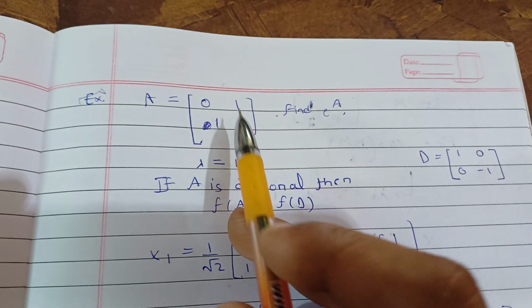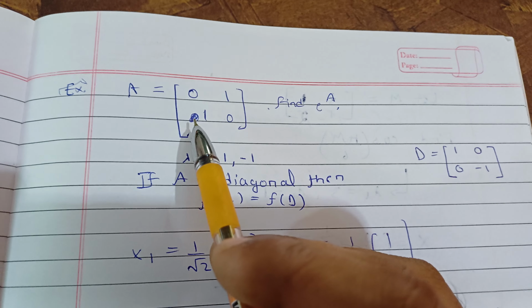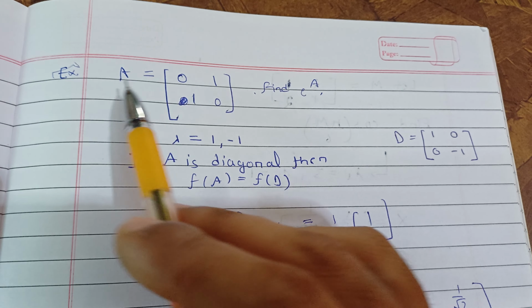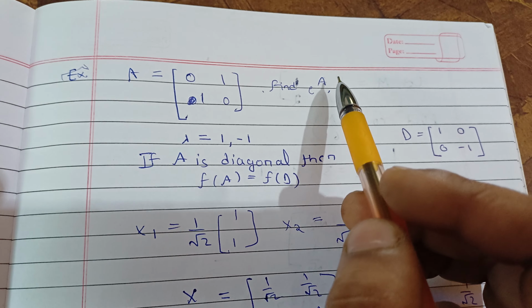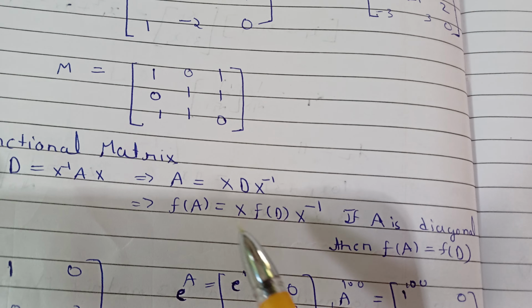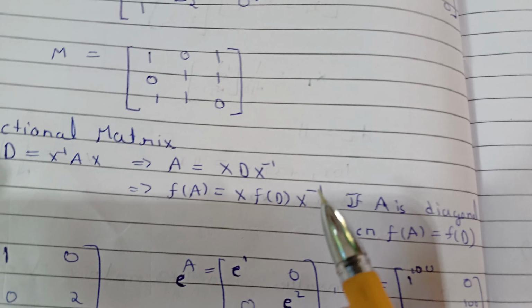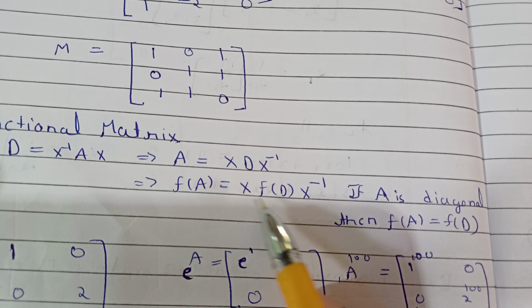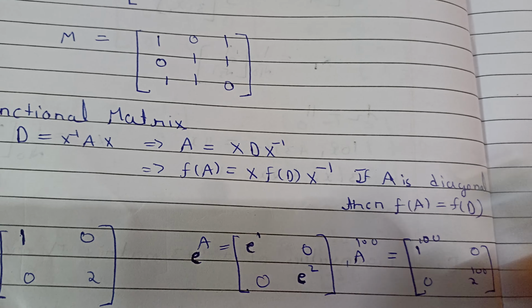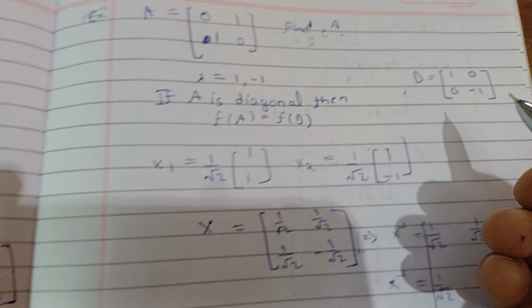The given matrix A is a non-diagonal matrix, because the elements should be here but they are here, so it's non-diagonal, and we need to find e^A. Now f(A) is not equal to f(D). What formula will work? f(A) should be equal to X f(D) X inverse. So first we need to find X, then operate it on f(D). Only then can we find f(A). So it will be a long procedure.